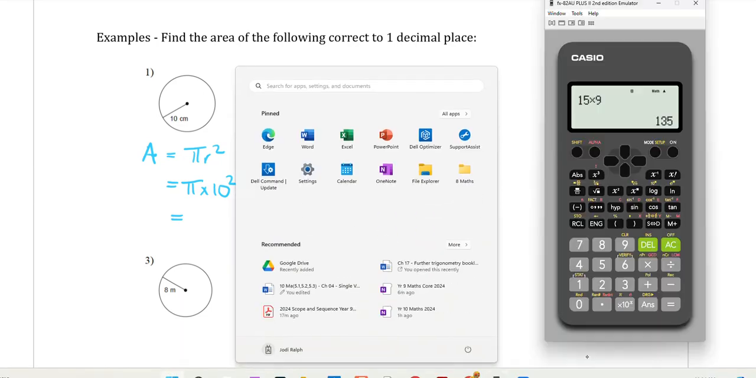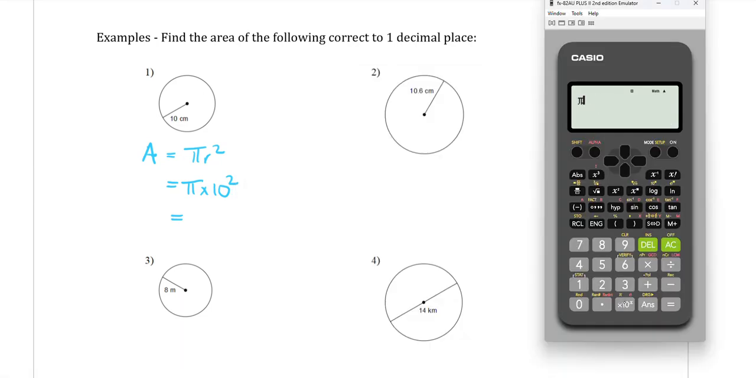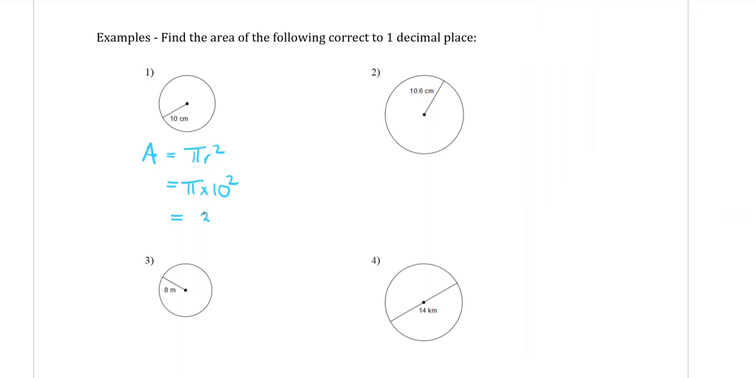Okay, then in the calculator, pi times 10 squared equals, and if we read the word of question, it says 1 decimal place. So I want 314.1, but is the 1 going to be rounded up or is it going to stay the same? Rounded up, so it becomes a 2. 314.2 centimetres squared.